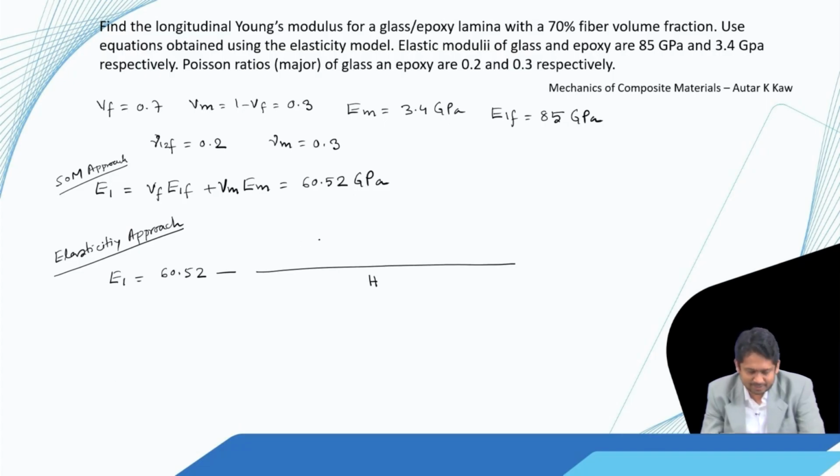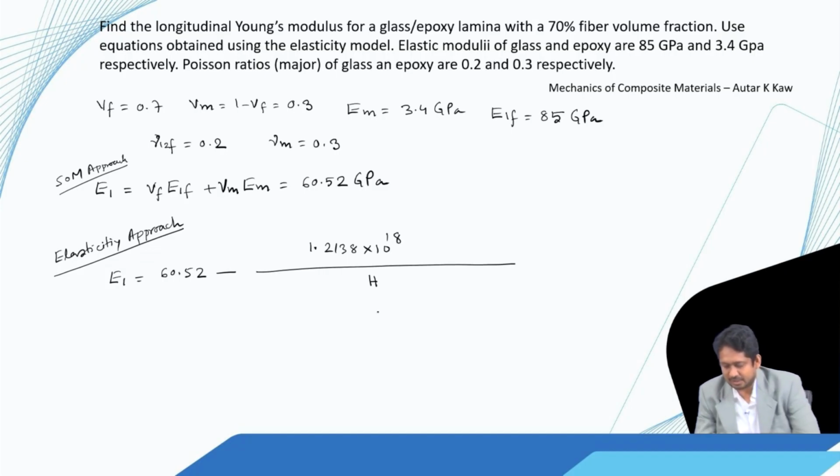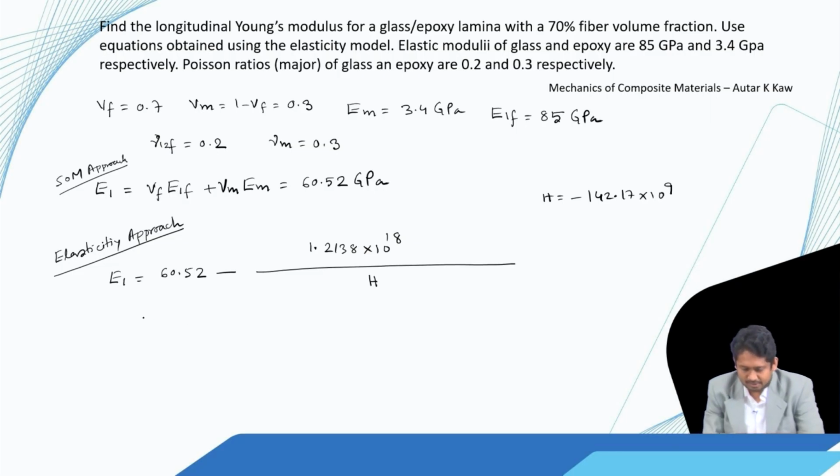In the numerator, I am directly writing that expression because that expression is quite long. So, please refer to that corresponding lecture and look at that expression, and then we have H here, and that H was found out to be minus 142.17 into 10 to the power 9. Now, we can see here that H is a negative quantity. So, this is negative, and again this entire fraction is subtracted. So, this is finally going to be additive. So, after doing that, the value that we get is 60.53 GPa.